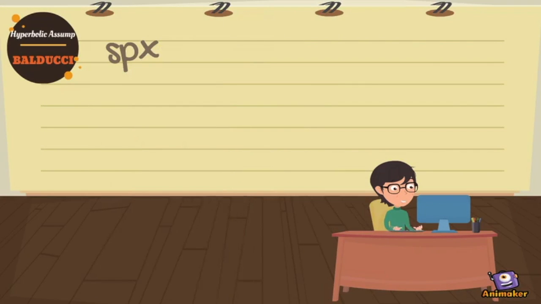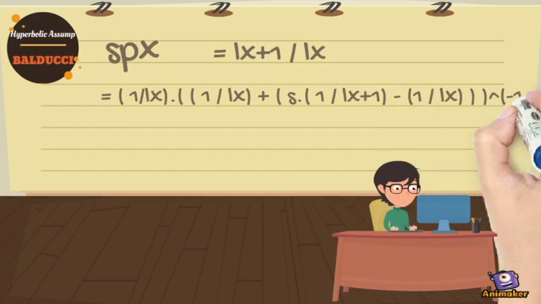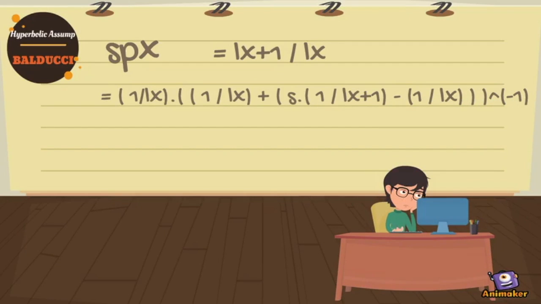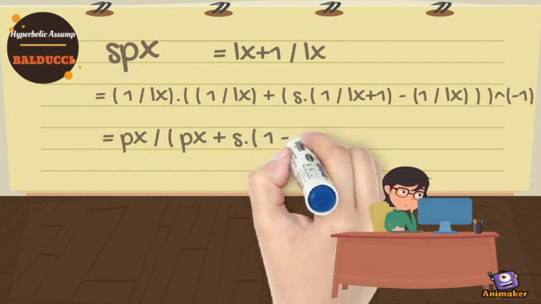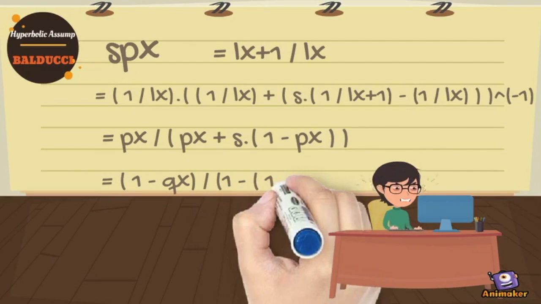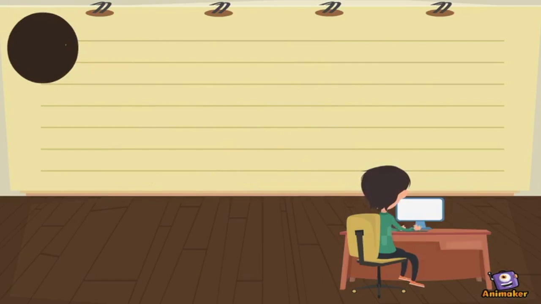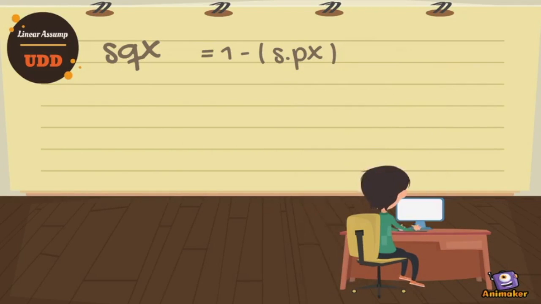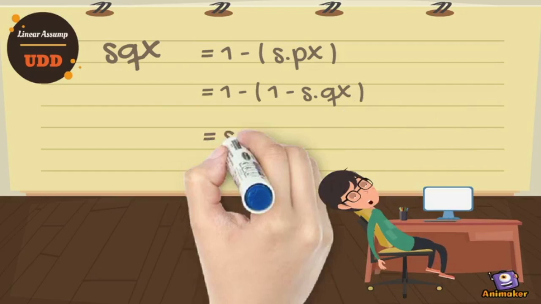Under Balducci, p_x is equal to l_{x+1} over l_x, which is equal to 1 over l_x times 1 over l_{x+s} times 1 over l_{x+1}, then equals p_x over p_{x+s} times 1 minus p_x, which then equals 1 minus q_x over 1 minus s times q_x. sq_x is equal to 1 minus s times p_x, then equals to 1 minus s times q_x, which then equals s times q_x.